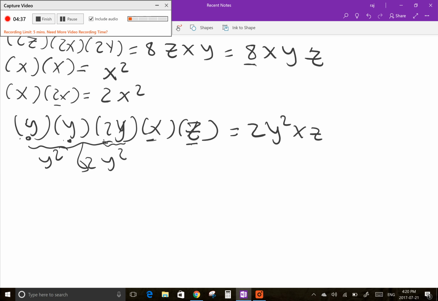Okay, it's because you have 1, 2, 3 y's, so y to the power of 3, sorry, not squared, y cubed, because you have 3 y's here. And you have a 2 here, so you carry the 2, and you have xz, so you carry the x and z also. That's it.